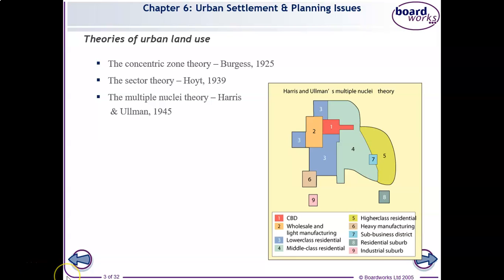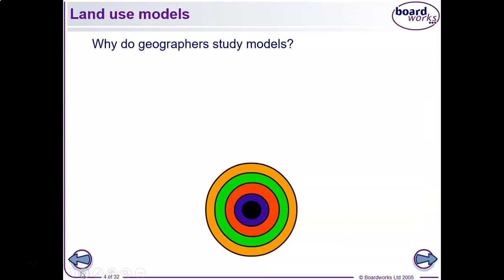So the concentric circle one is too simplistic. It doesn't take into account the geographical features of the landscape. Hoyt's sectors is again quite simplistic. It doesn't take into account that other growth centres develop and emerge. And then you've got the multiple nuclei. That's the most relevant to us today. But again, look at the date. It's 1945, so there's going to be some issues there as well. It is dated.